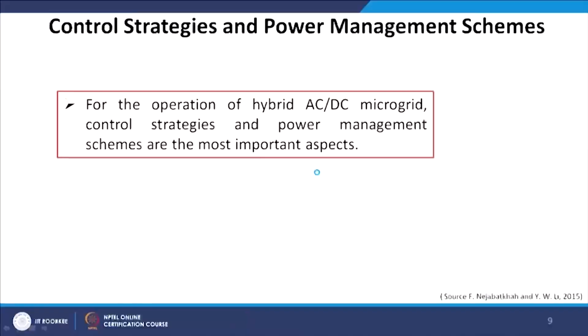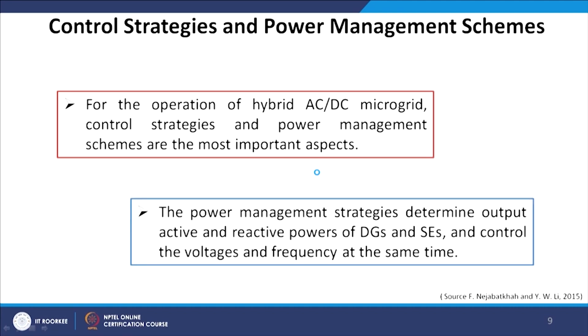Now, slowly let us move into the control strategies and power management schemes. For the operation of a hybrid AC-DC microgrid, control strategies and power management schemes are the most important aspects. The power management strategies determine the output active and reactive power of the generators connected to my AC-DC grid, from the diesel generator and storage elements, and control the voltage and frequency at the same time.